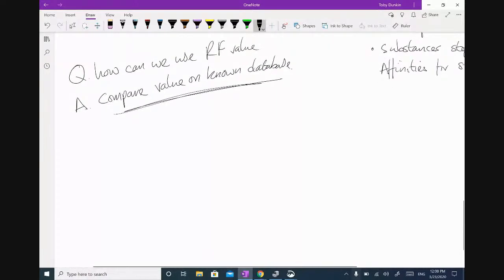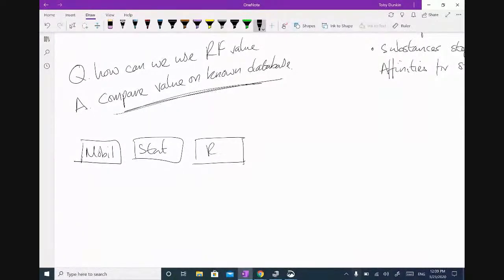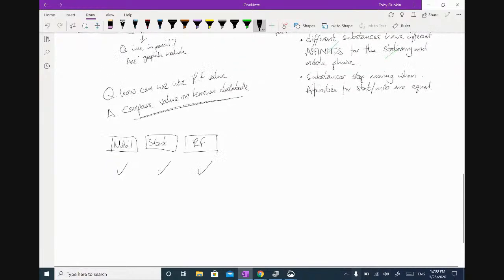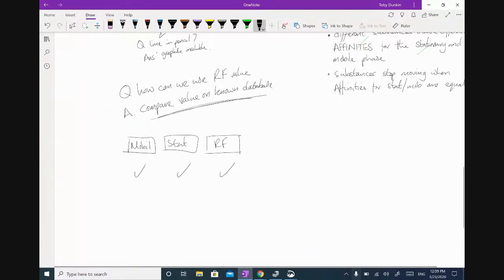When you go to the values, which are owned mostly by Japanese companies, you go onto their website and it will say in this box: mobile phase, stationary phase. You have to give the names, and then you put in your RF value. You put in all three of these things, and then it will compare it and give you a match. Again, a percentage match most of the time. They're usually pretty good, actually.